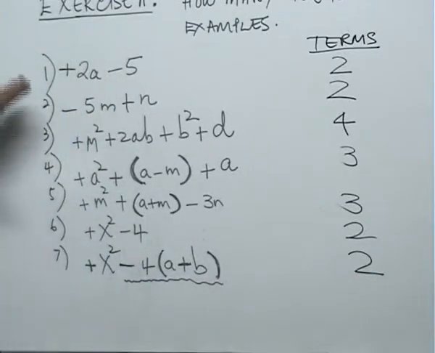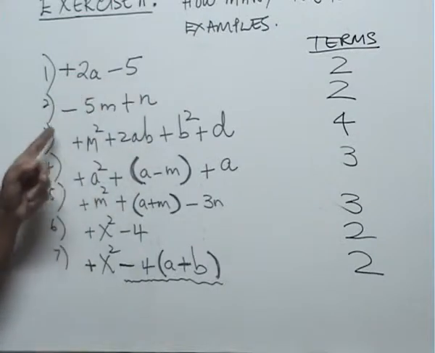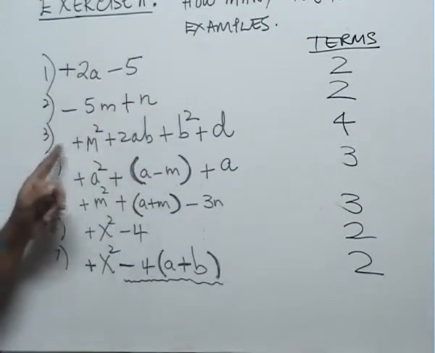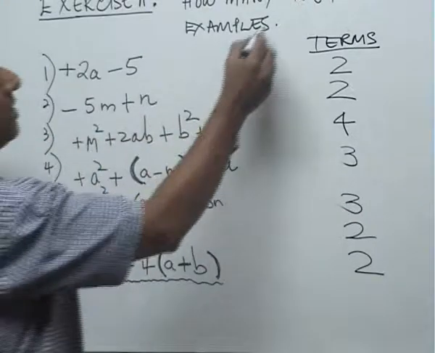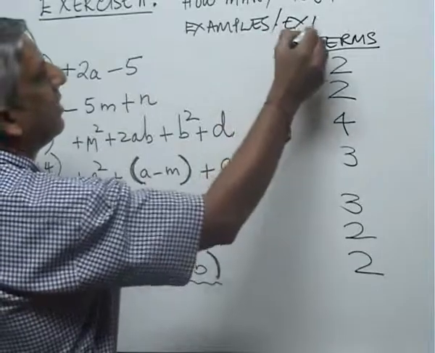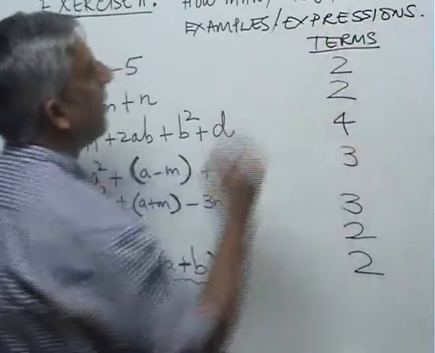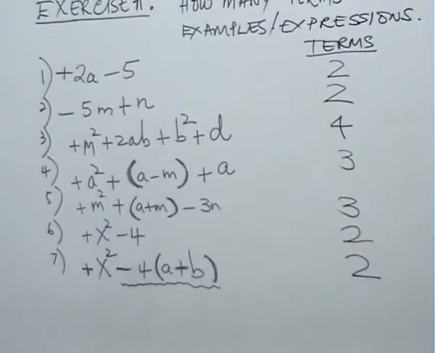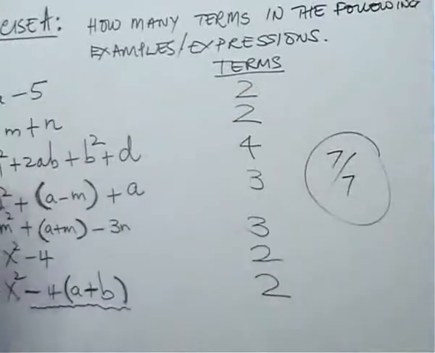So you must be able to work out how many terms there are in an expression. So if you take this whole thing, it's called an expression. Each one of these is called an expression, and you must be able to work out how many terms there are in these examples, or another word for the examples will be expressions, in these expressions. So, I hope you did well, and I hope you got 7 out of 7 for this exercise.